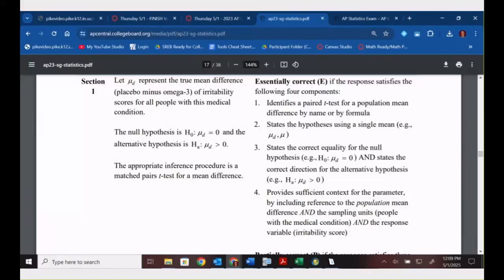So looking at the model answer, they let mu diff represent the true mean difference, placebo minus omega-3, of irritability scores for all people with this medical condition. That would be what we would be looking for here in component 4 as well as component 2.